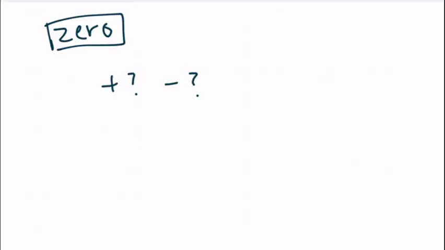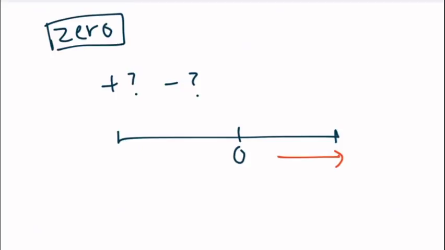Now, let's go over the concept of 0. You might be wondering, is 0 positive or is it negative? The answer is actually that it is neither. It is the direct middle point that splits positive signs from negative signs.